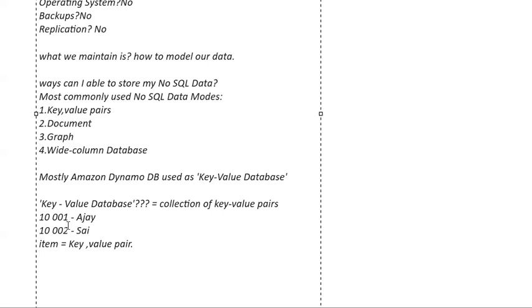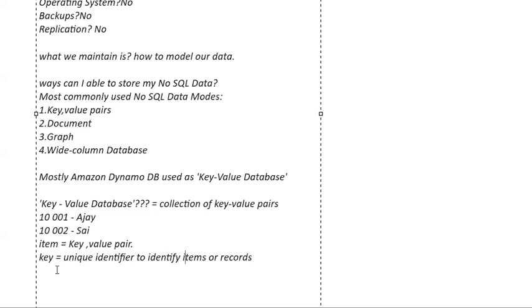So why do we use these keys, sir? These are unique identifiers for you to identify a particular item or record. So what is a key? It's a unique identifier to identify items, or you can say records.